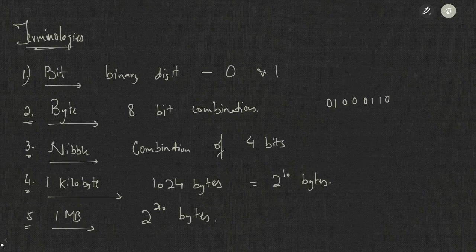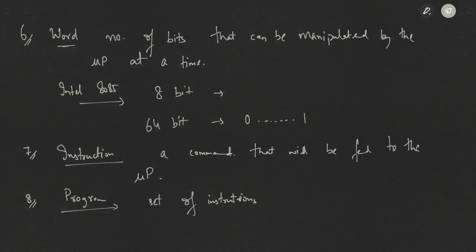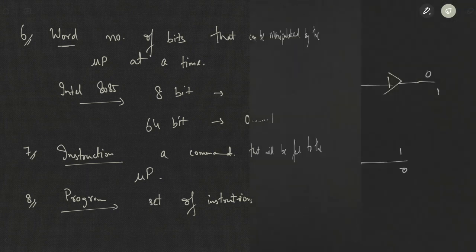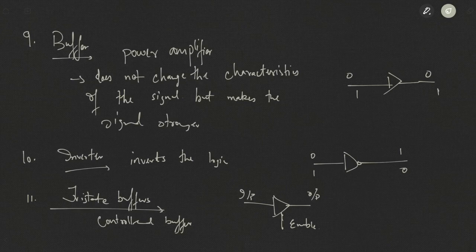So we have the microprocessor. We have talked about the language of the microprocessor, and we are going through different terminologies associated with microprocessors. Regarding the size, we have bit, byte, nibble, kilobyte, megabyte, and the word length. You need to know what an instruction is, what a program is, what a buffer is, what an inverter is, and what a tri-state buffer is. It's a control buffer. You can have active high tri-state buffers and active low tri-state buffers.